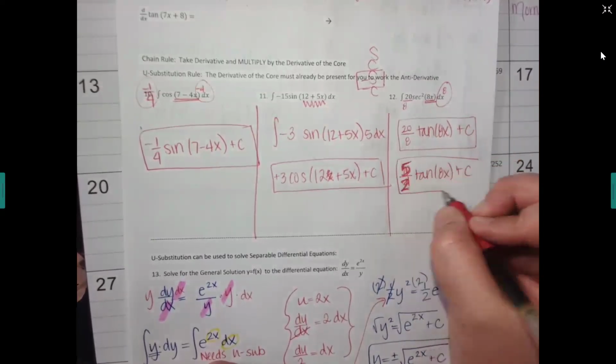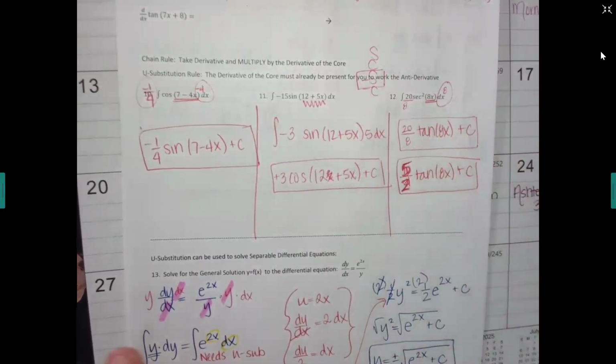But let me just say that if this way is more confusing to you, then write out the steps for u-sub and it'll always work. Okay, this is just kind of a more intuitive understanding of whatever the derivative is, you're basically just going to divide by it when you're undoing it. Okay, we're going to do, I think, just one more.